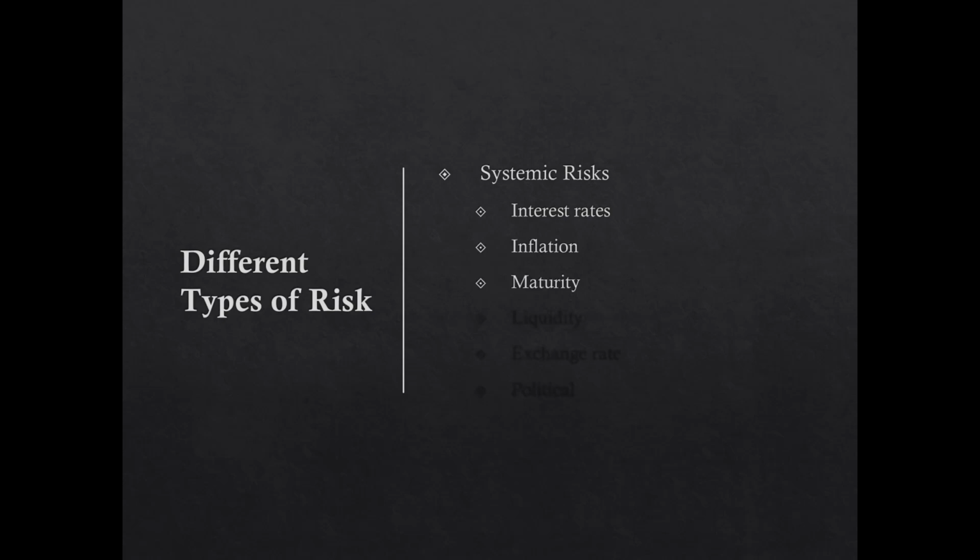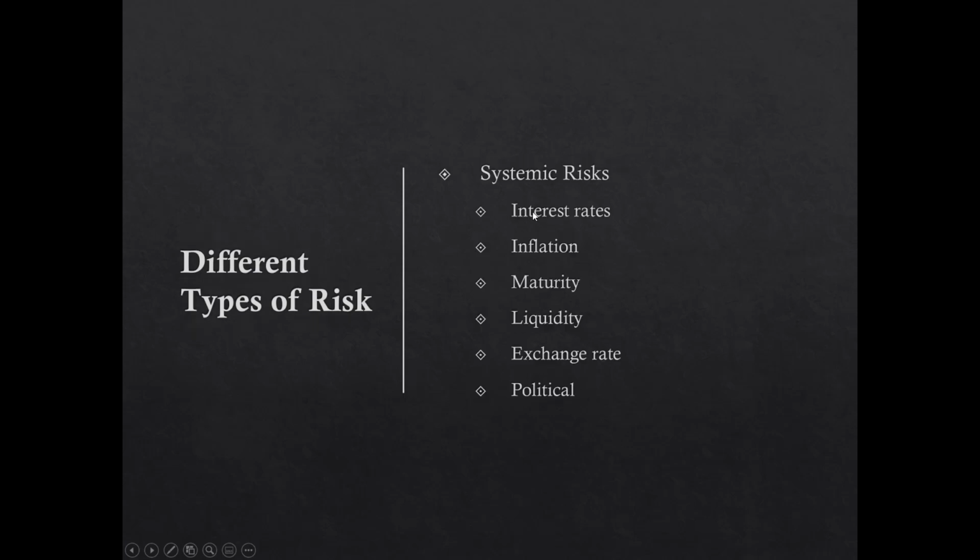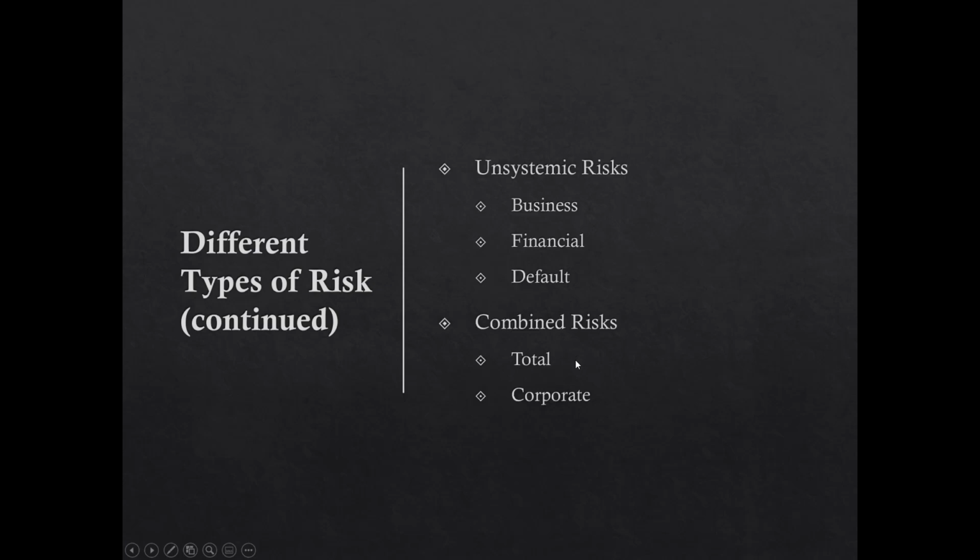For systemic risks, these are the type of risks that you're actually going to be compensated for at the market level. Your interest rate risk, inflation, maturity risk premium, liquidity risk premium at that specific market, the exchange rate, if it's international, and political risk. Non-systematic or unsystemic risks include business-specific risks, financial risks associated with the business, operational risks, and default risk. And then you've got combined risks, which are essentially the total risk at the company level, which is how these unsystemic risks, when combined with the systemic risks in the general market, impact the company's performance. And that's going to be your combined risk at the corporate level.